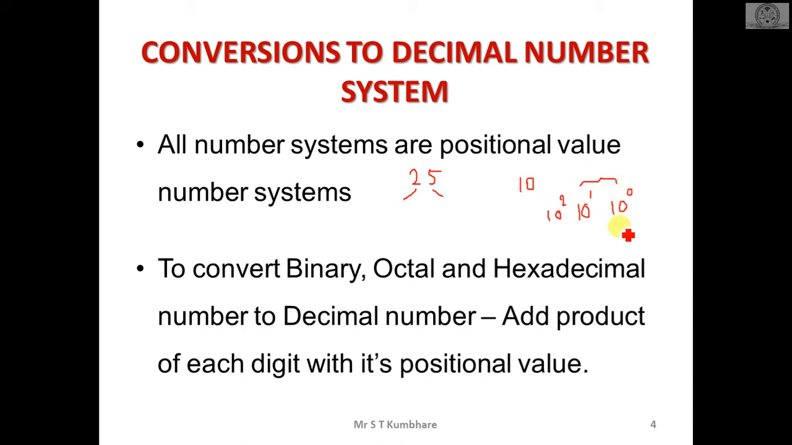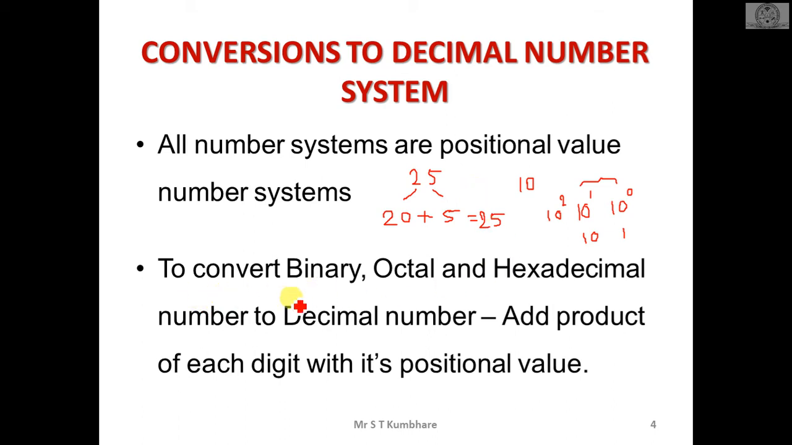Now 10 raised to power 0 is nothing but 1. 10 raised to power 1 is nothing but 10. So we have to multiply this 10 with this digit, and we have to multiply this 1 with this digit. So we will get 20, and here we'll get 5. If you add both, you will get the value for this number, that is 25. Such things happen in each of the number systems. That's why all number systems are called positional value number systems.